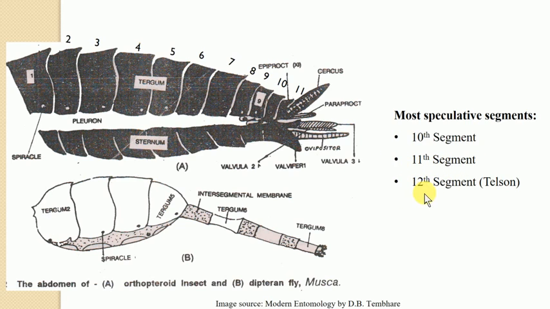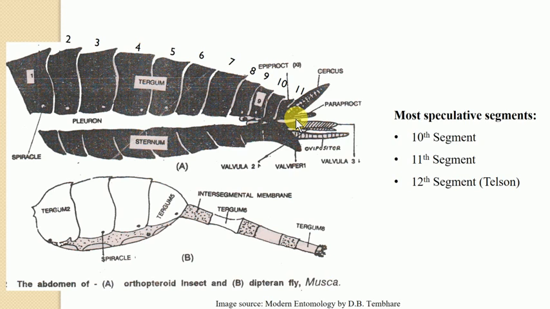Then the next one is the 12th segment. The 12th segment is also referred to as the telson. Now Hyman reported through a series of embryological studies that the 12th segment is represented by a dorsal supraanal lobe. This dorsal supraanal lobe is referred to as the epiproct, and the ventral paired subanal lobe is referred to as the paraproct.